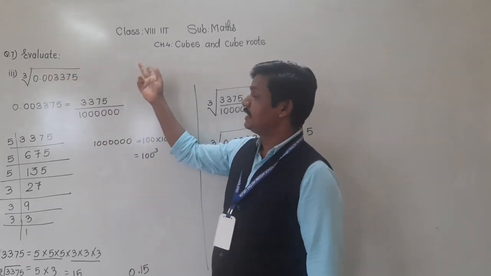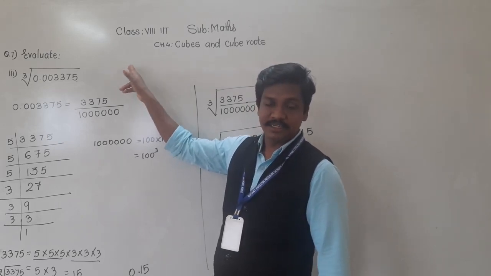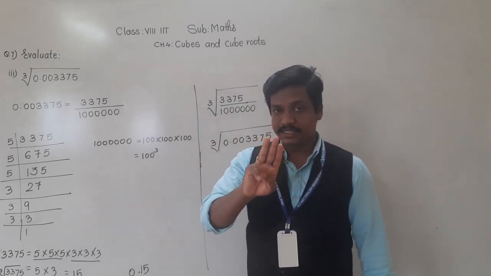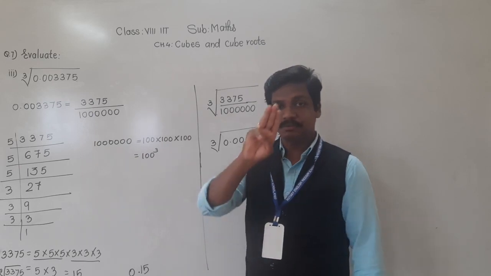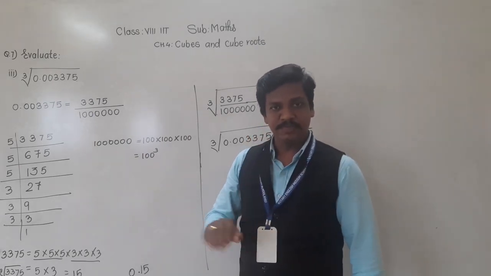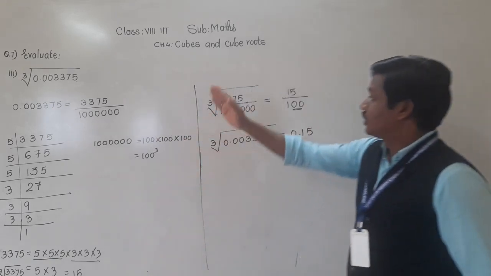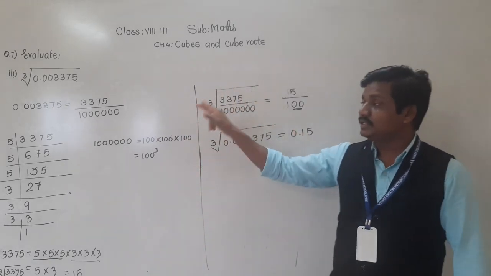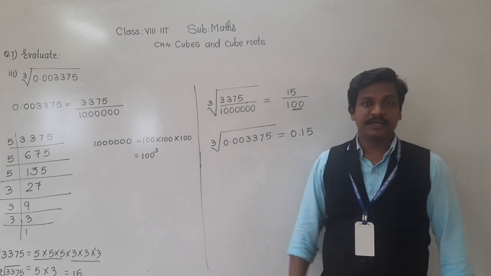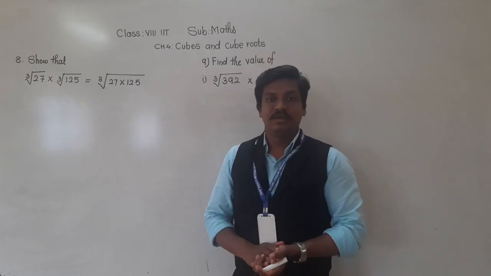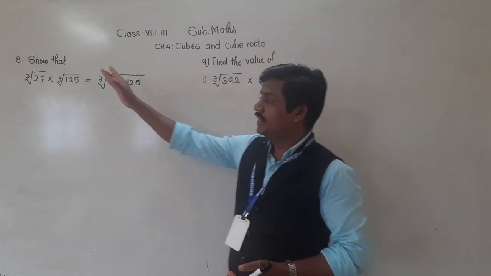Okay. If there are 9 decimal places, then divide by 3. 9 divided by 3, you will get 3. That's why in the cube root there must be 3 decimal places. Okay. This is the shortcut I have told you. So write this example in your notebook and the remaining 2 examples from this question you have to try by yourself. Okay.